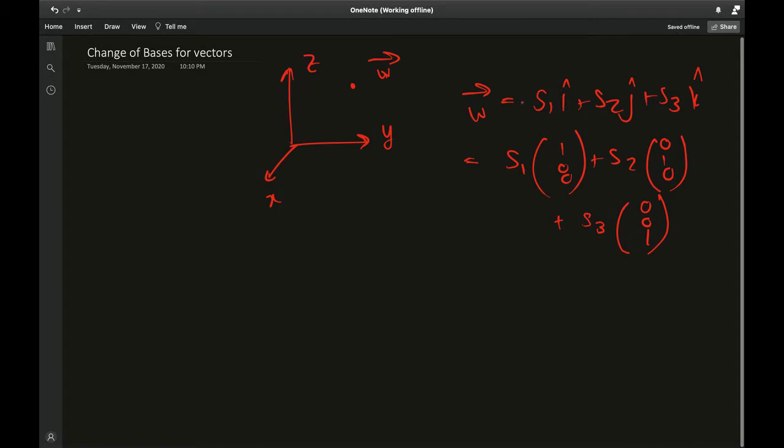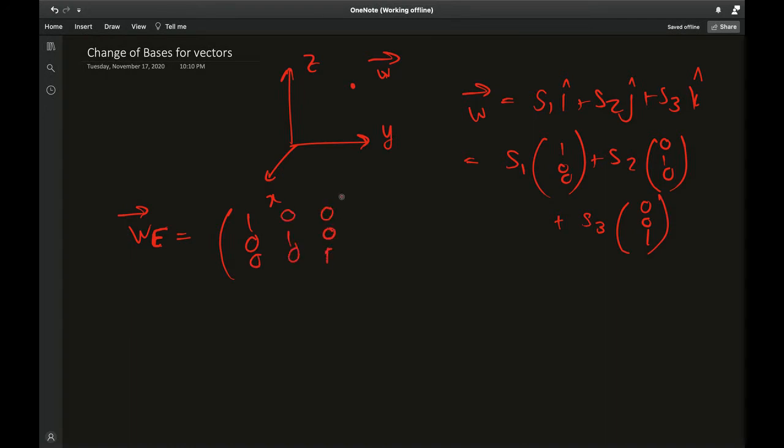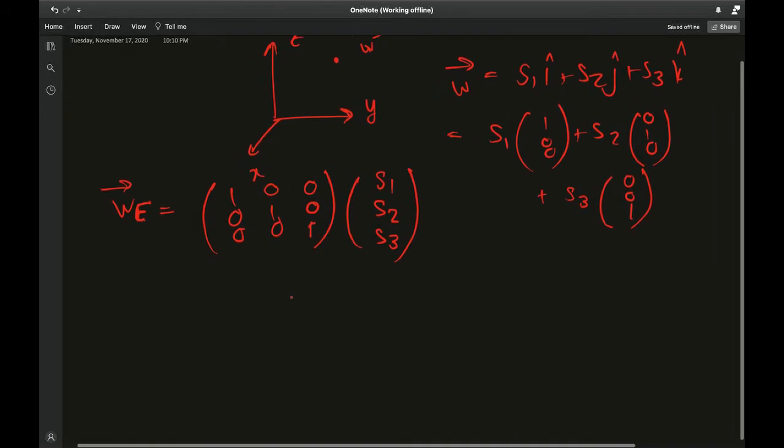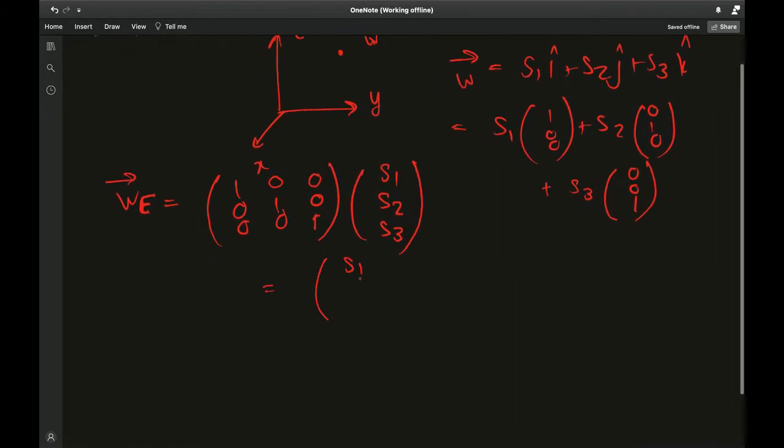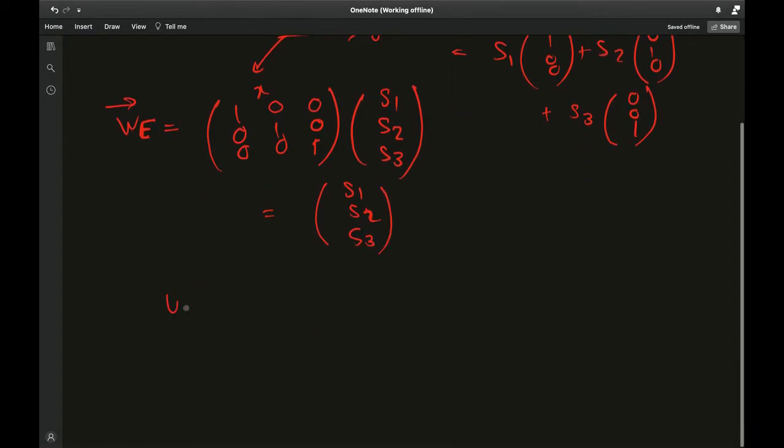Now this is W expressed in the standard basis, which I'm going to denote as E. If you know some linear algebra already, you can write this as the matrix with rows 1 0 0, 0 1 0, 0 0 1 multiplied with S1, S2 and S3, and if you do the multiplication, because this is the identity, it will turn out to be exactly S1, S2 and S3. Okay, now I want to express W in a new basis V. I'm going to call it say A for now.